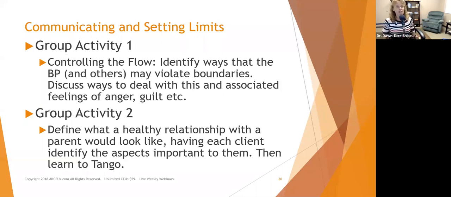However, we want our clients to also recognize that they are not the caretaker of their parent, and what can they do in order to feel like they've done everything they can to prevent harm. Define what a healthy relationship with a parent would look like, and have each client identify the aspects important to them so they can learn to tango. They can learn to lead that dance.